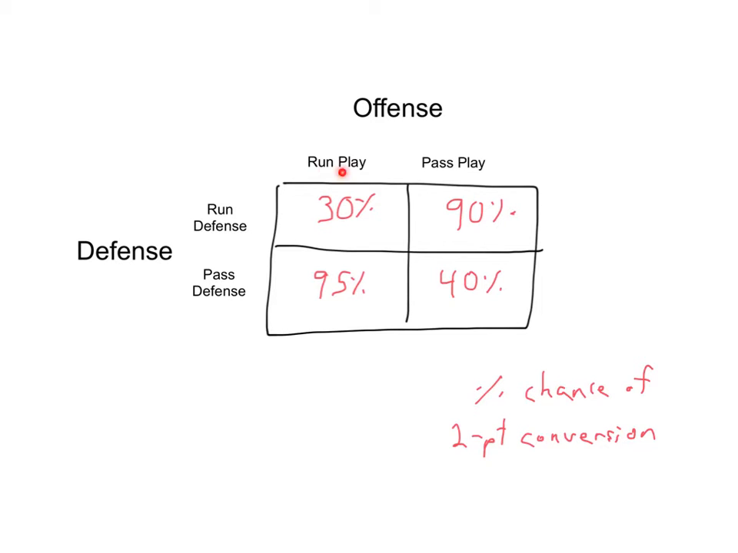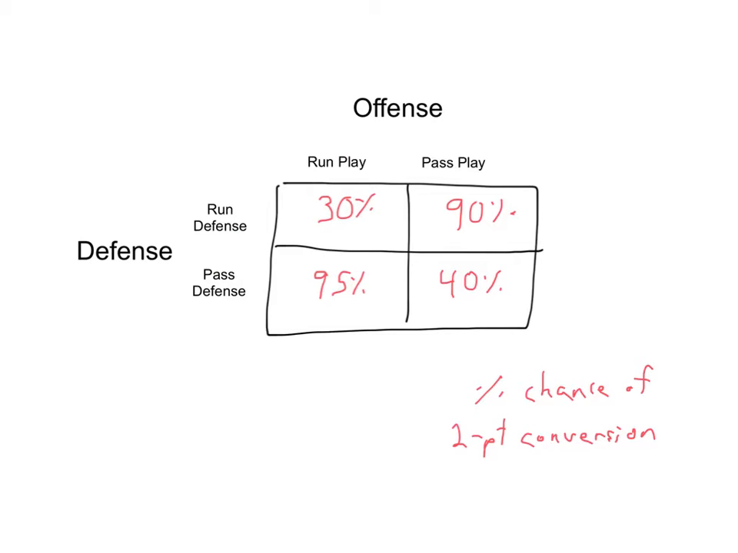So if the offense decides to run the ball and the defense decides to defend against the run, then the offense only has a 30% chance of making it. Whereas if the offense decides to pass and the defense defended against the run, then there's a 90% chance that the 2-point conversion will be successful. And then if the offense decides to run and the defense decided to defend against the pass, the offense has a 95% chance of success, whereas if the offense passes and the defense decided to defend against the pass, then there's a 40% chance that the 2-point conversion will be successful.